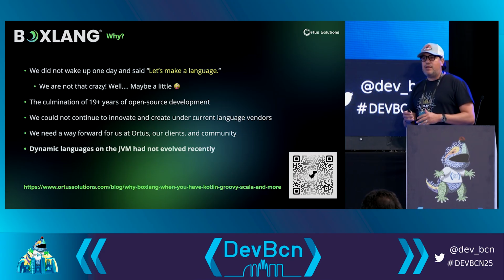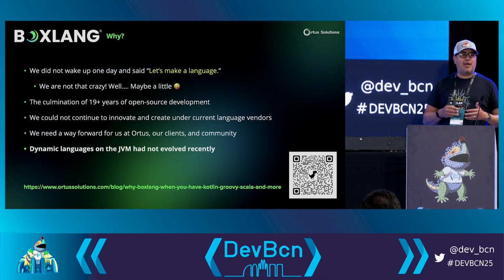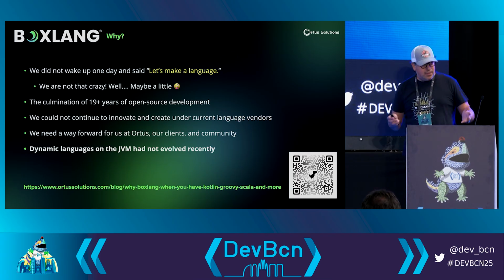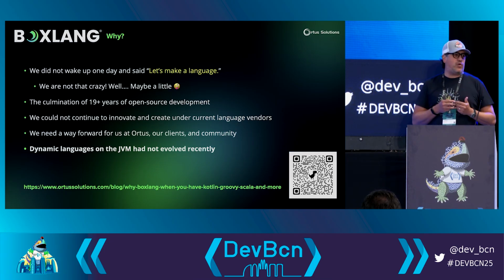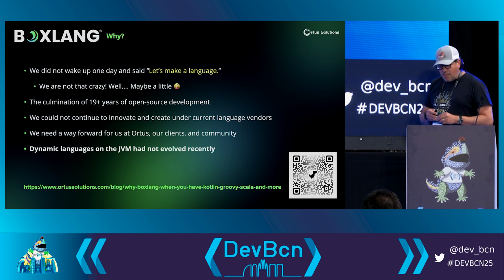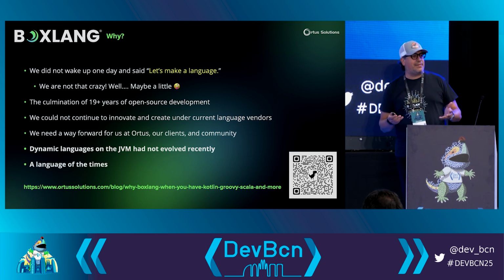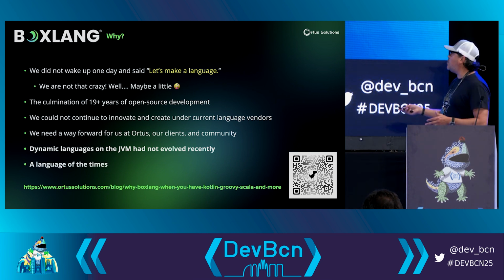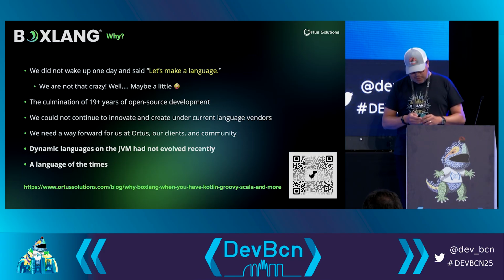And in reality, dynamic languages on the JVM had not evolved at all. I think the last dynamic language in the JVM was before even 2014. So we really wanted a language of the times. And we even did a write-up of when we started to do this as well.